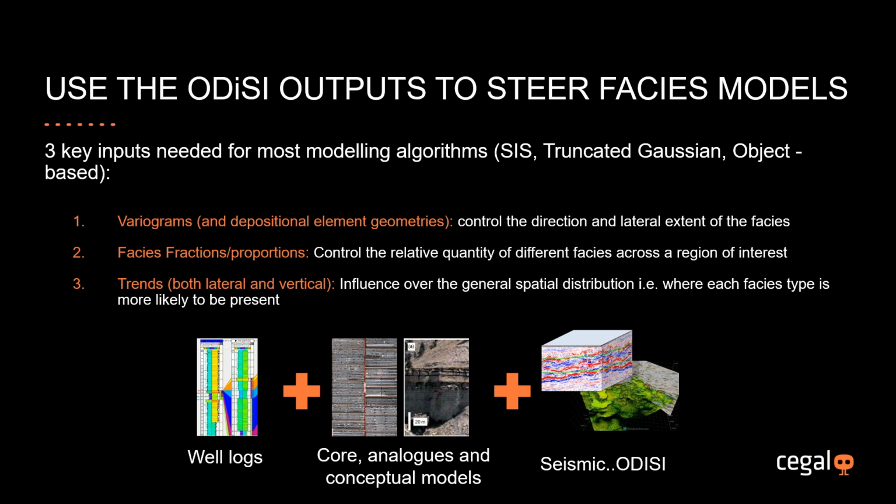So in most cases, we derive our parameterization for these 3 components from analysis primarily of well logs and core data. We also like to use things like analog data or conceptual models and understanding of regional geology. But I think for the first time, really, ODiSI really helps us extract this information from the seismic in a way that I haven't seen being done in the past. So we'll have a look at these next.